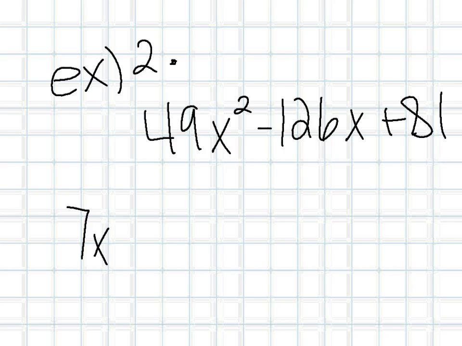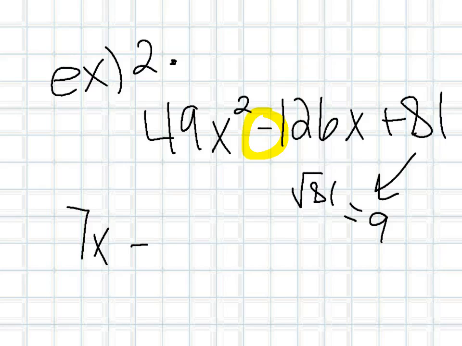And then we take, again, the sign of the b term, which this time is a subtraction sign. So we're going to take 7x and put minus, and then we take the square root of the third term, and the square root of 81 equals 9. So it's going to be 7x minus 9, and those are both of our factors, that's why you have to put a squared sign. So 7x minus 9 squared is our factored form. Those are our factors.